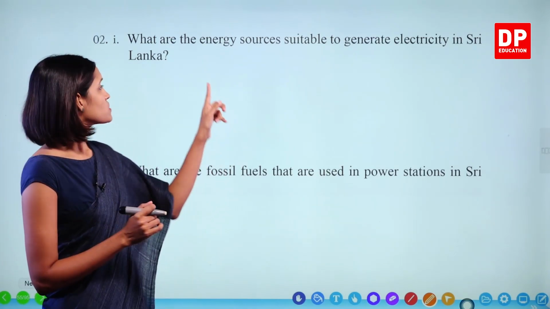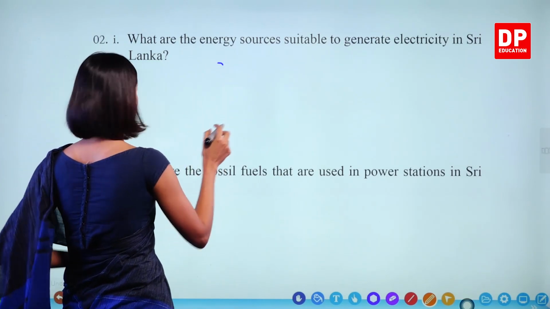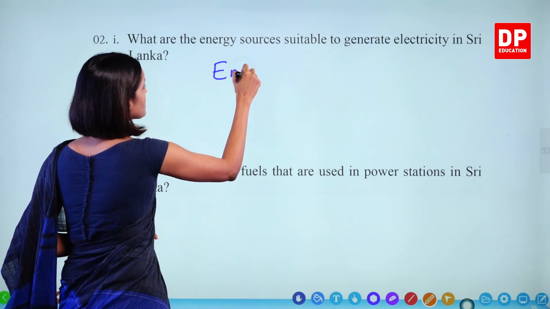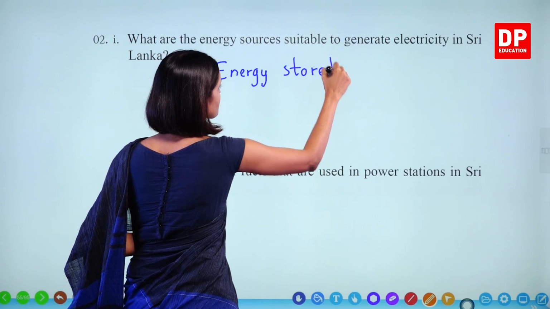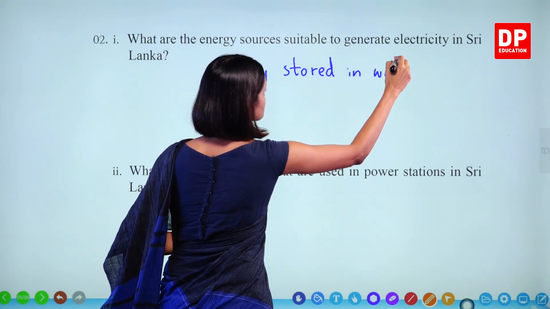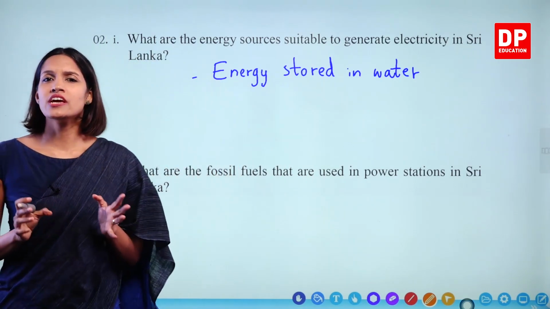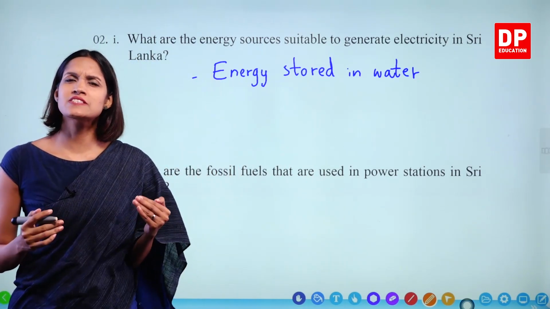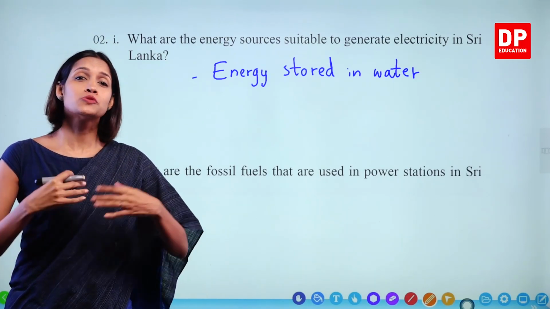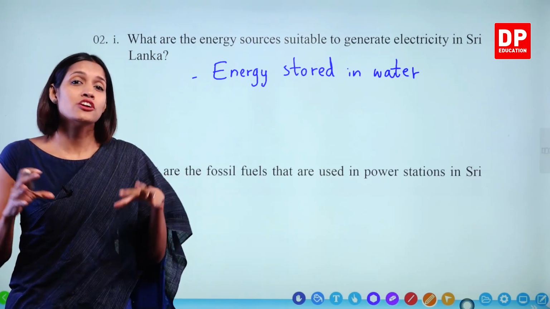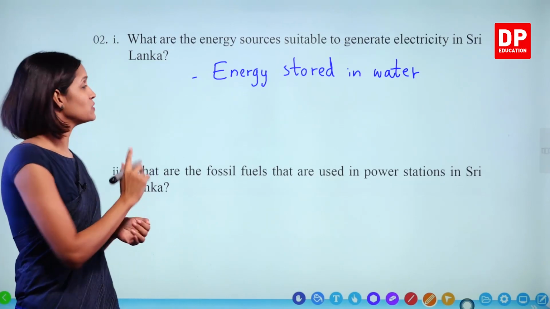Okay, children. So let's write energy stored in water. And we can use solar energy as well because Sri Lanka is located near the equator. Therefore, throughout the year, we get a lot of sunlight, right? Therefore, as the next energy source, we can use sun.